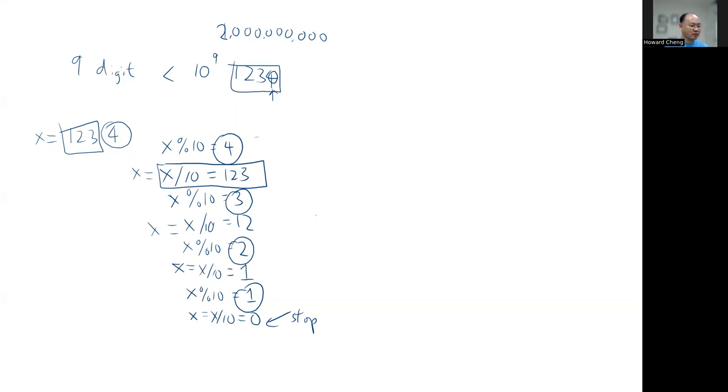The only thing that you have to worry about is what do you do with this 0? When you stop, do you print the 0 or do you not print the 0? Right? If it's 1, 2, 3, 4, when you get the 0, you should stop. You should not print it.